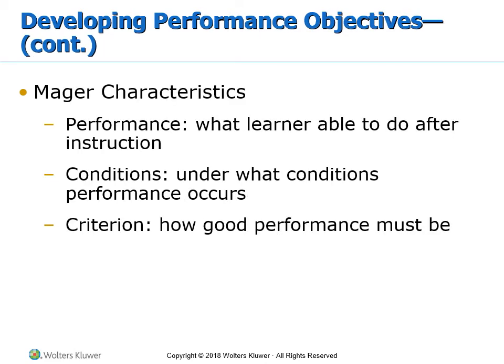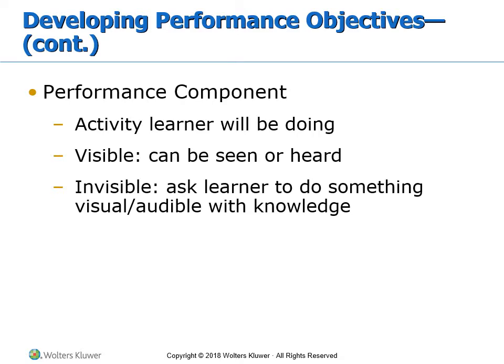Now the major characteristics for our performance objectives, and that's major the person, not major with a J, is performance, which is what the learner is able to do after the instruction, the conditions, under what conditions the performance occurs, and the criterion, which is how good the performance must be.